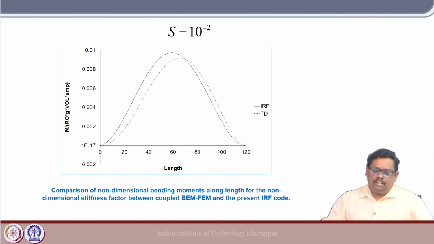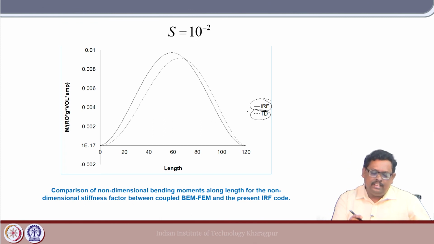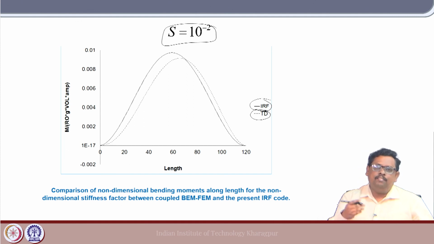Now, here is an interesting result. IRF stands for this semi analytic method, and TD stands for the time domain method that we discussed in the previous class. And you can see that TD is a much more sophisticated method compared to this one. However, when you see the result, S equal to 10 to the minus 2 implies more or less the structure is made of steel, and it is a dimensionless quantity.